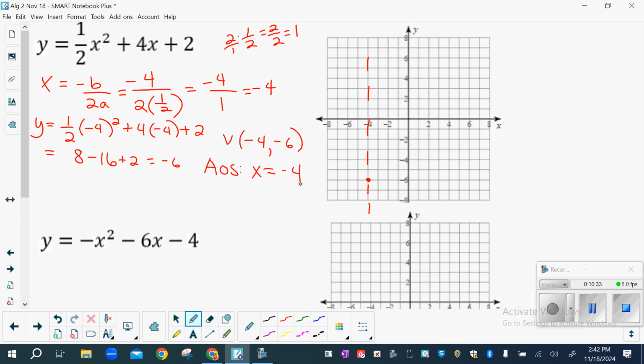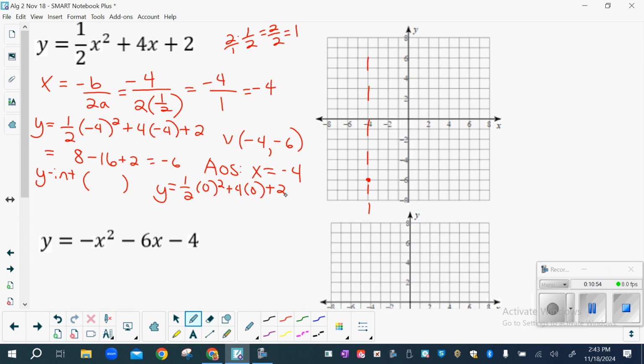And now we need to find another point. So we're going to find our y-intercept. And to do that, we substitute 0 into our equation. So we have y equals 1/2 times 0 squared plus 4 times 0 plus 2. So now we want to simplify that.